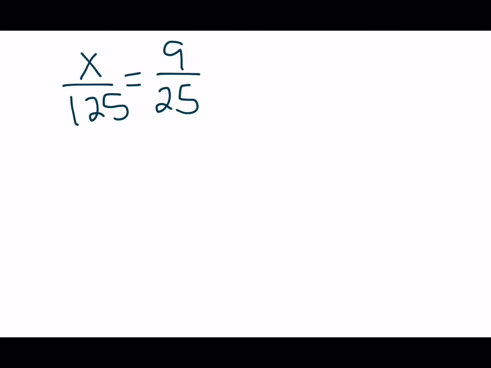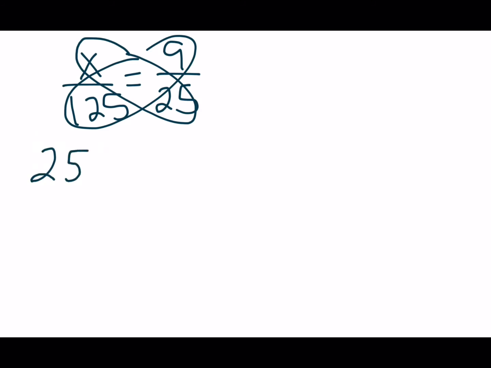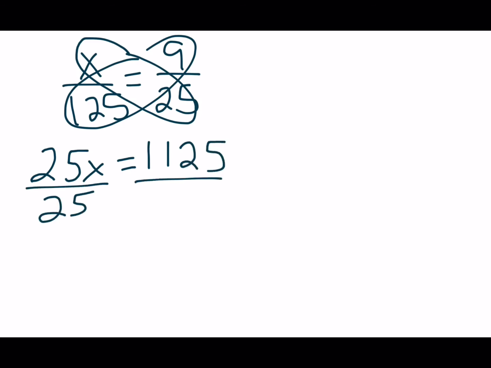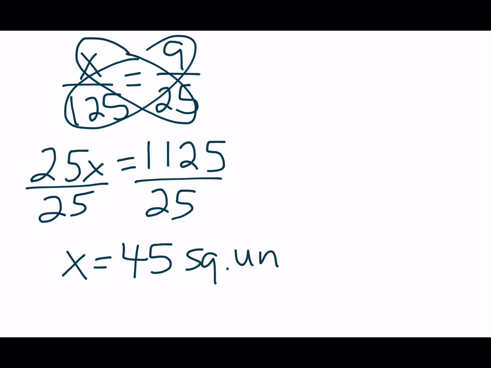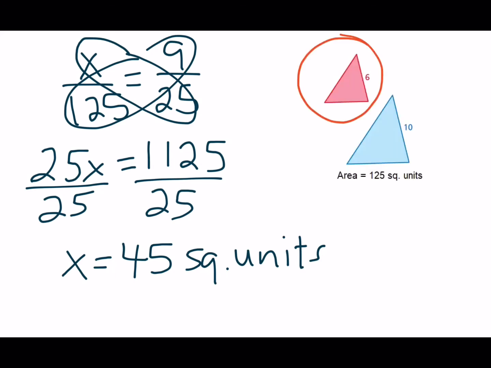You can solve it in any way you see fit. I will just cross multiply. 25x equals 125 times 9 is 1,125. Divide both sides, and you should get that x equals 45 square units. So to answer the question, the area of the red triangle is 45 square units.